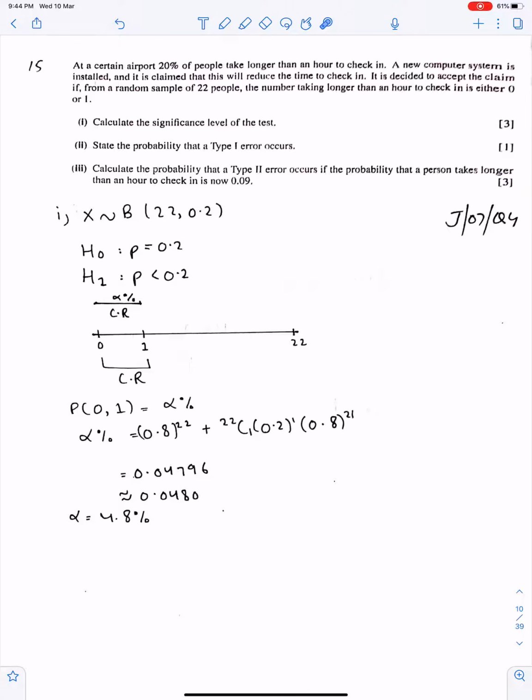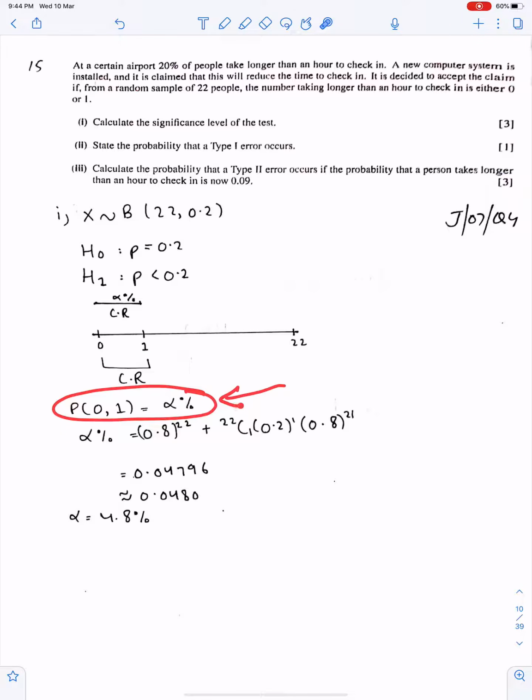That means you will accept the claim if the numbers are 0 or 1. Meaning these numbers must lie in the critical region. In order to accept the claim, these numbers must lie in the critical region. So if you find the probability of these two numbers, this will be the probability of the critical region. The first part, calculate the significance level of the test, that is alpha percent. So the critical region is 0 and 1. Therefore, this is alpha percent.